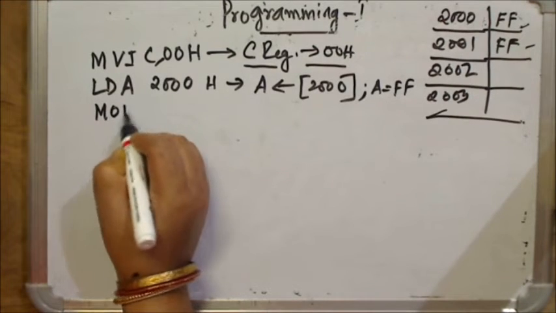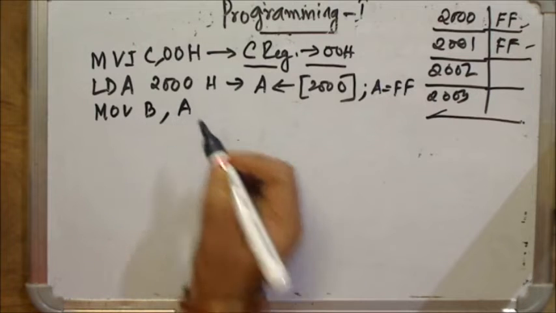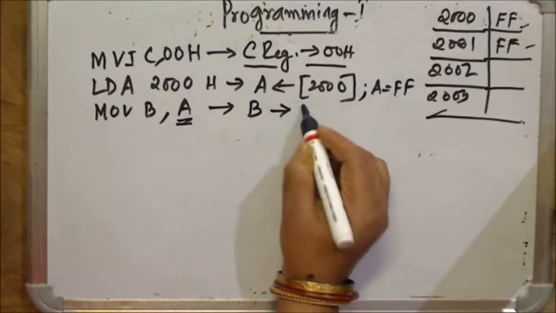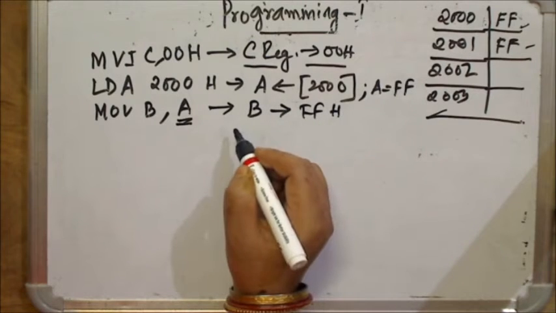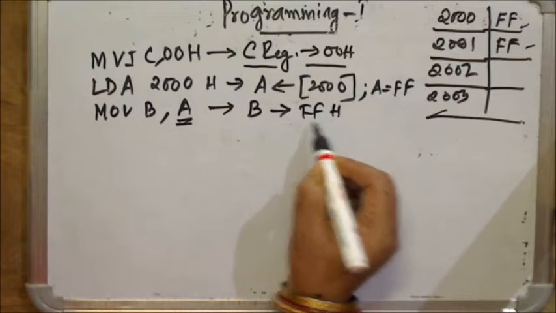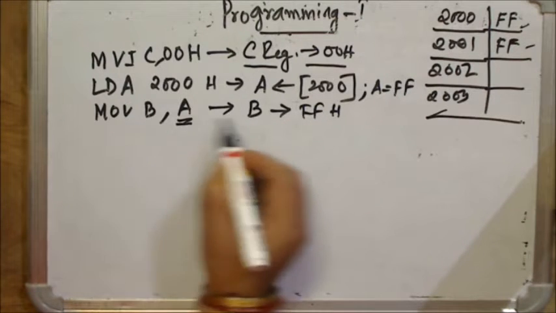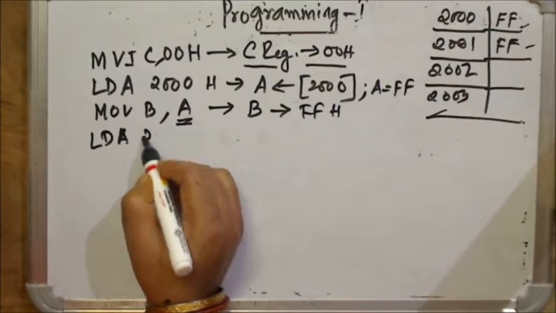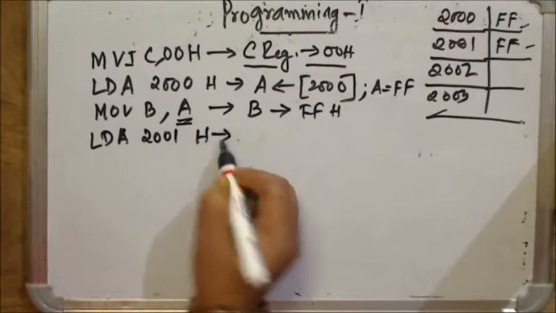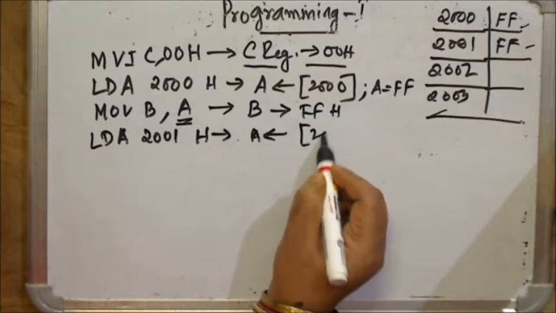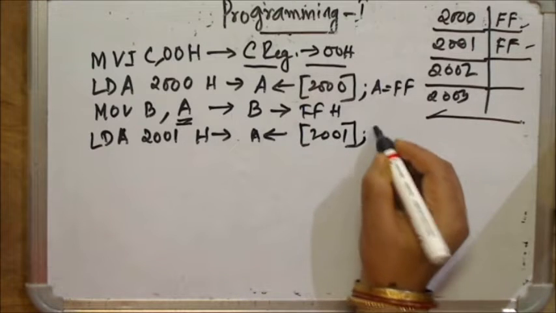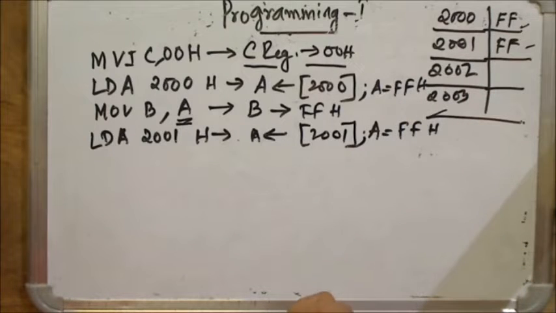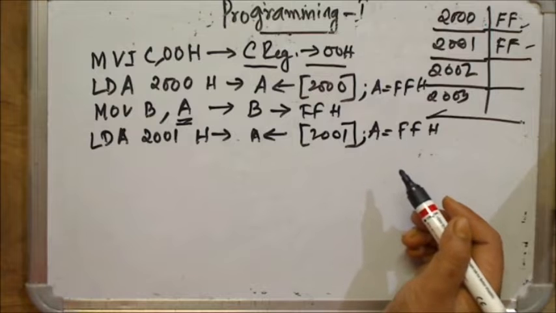Then I have to free the accumulator. So MOV B, A. Whatever data is there in A will go to B. So B will be loaded with FFH. So our A becomes free. Then we load the second data from 2001H. That is LDA 2001H. A will get the data from 2001H, that is, A will become FFH. A is loaded with the second data FFH.